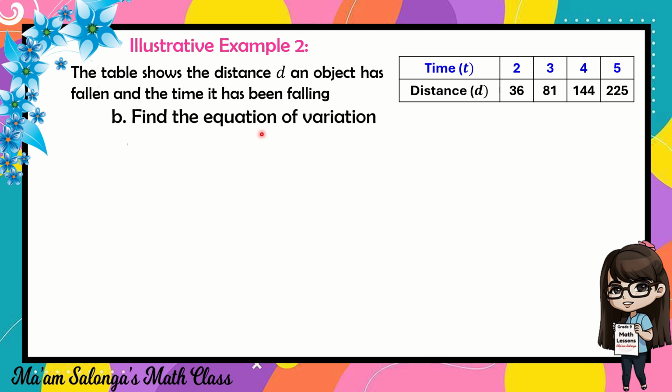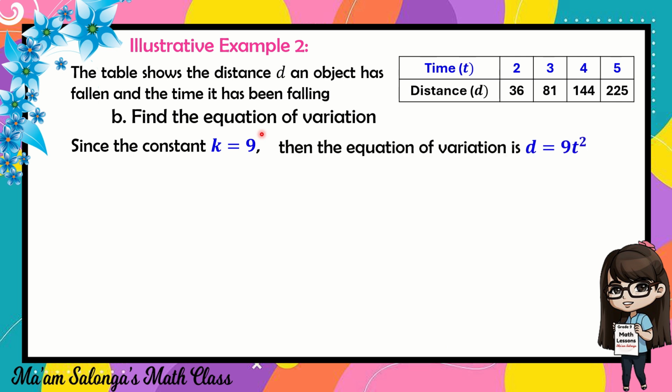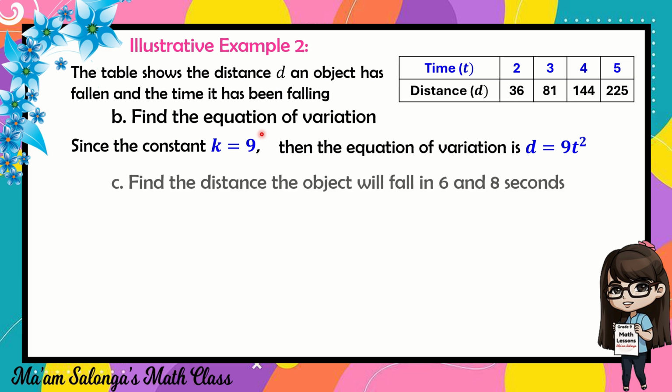Now, let's find the equation of variation. So, since the constant k is equal to 9, ang gagawin lang natin is to substitute, then we have d is equal to 9t squared. Now, using the equation of variation, let's identify the distance the object will fall in 6 seconds, and 8 seconds. So, this one, palitan natin yung t ng 6 seconds.